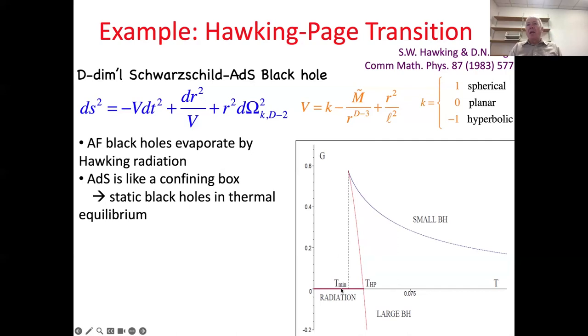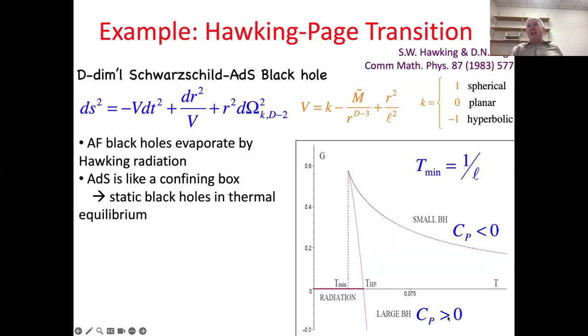Or put the other way around, suppose you were in AdS space in a bath of radiation. Well, as you pumped more and more radiation into the system, once the temperature of the radiation reaches this point, it's thermodynamically favorable for that radiation to collapse into a black hole. And that's what this diagram is all about.